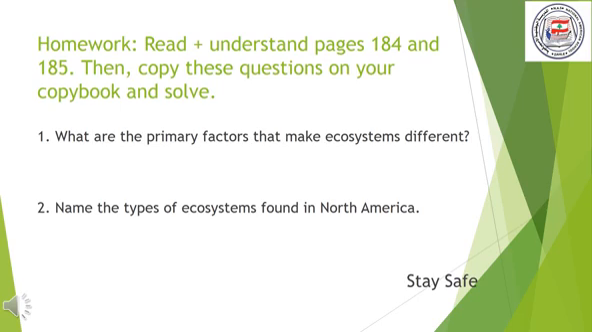Then copy these questions in your copybook and solve them. Question number 1. What are the primary factors that make ecosystems different? Here you can find two main factors. Question number 2. Name the types of ecosystems found in North America. As you watch the video and then read the pages, you can find the answers to these questions.